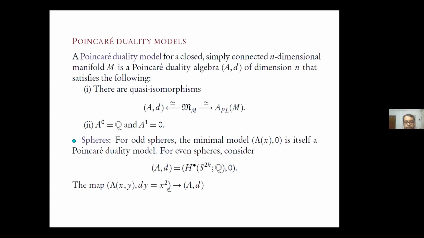So this was the minimal model, and what would the map be? The map would simply be you send x to any choice of a volume form on S2k, or a rational volume form, and you send y to 0, right? And that is going to be a quasi-isomorphism. Okay, so the point being that even for the odd sphere, you could have said that instead of saying the minimal model is the Poincare duality model, you could have said I just take the cohomology of the odd sphere, and then the minimal model gets naturally identified to the cohomology because they are pretty much the same thing. So in both cases, I do have Poincare duality models.